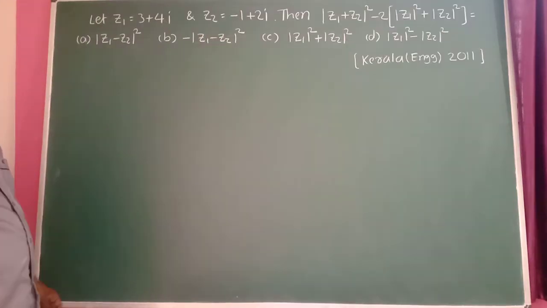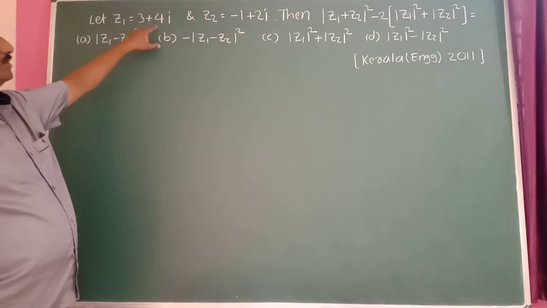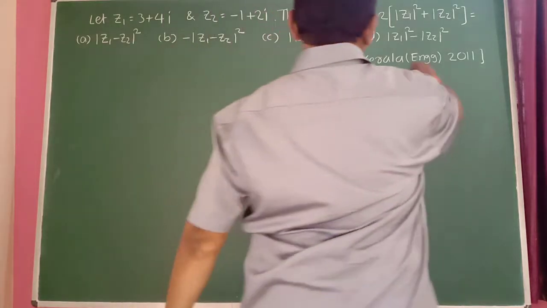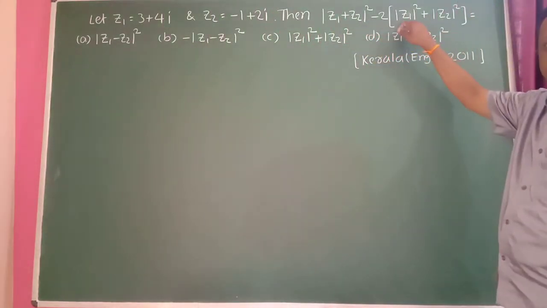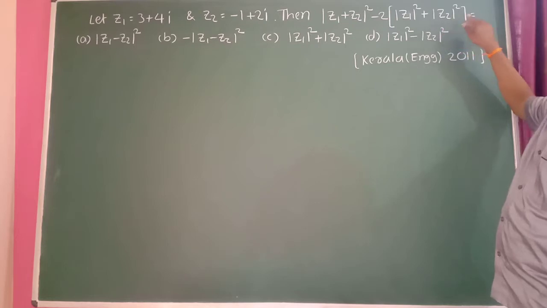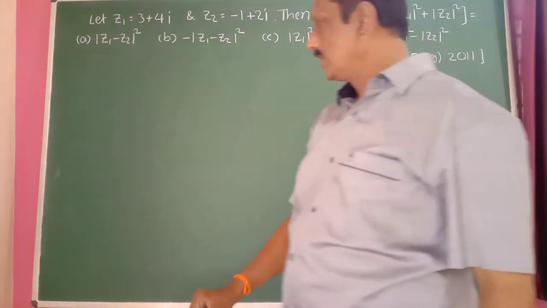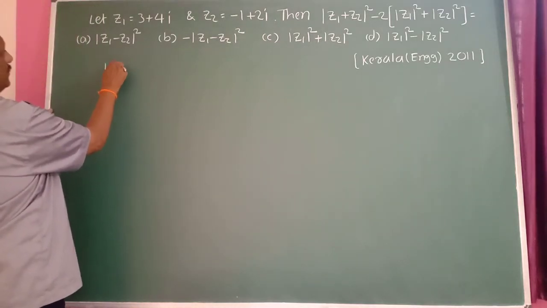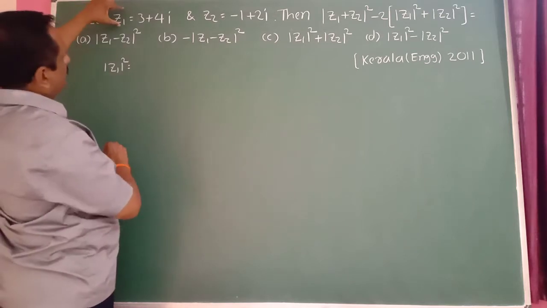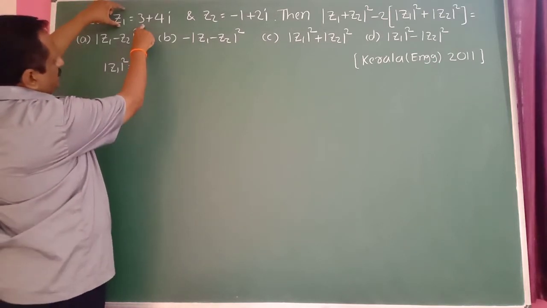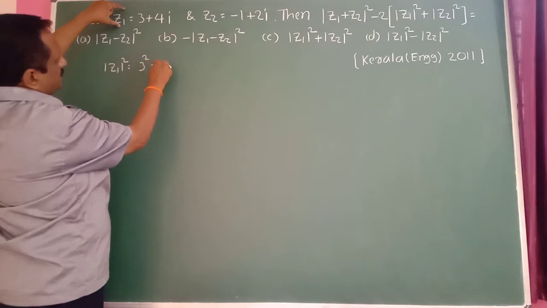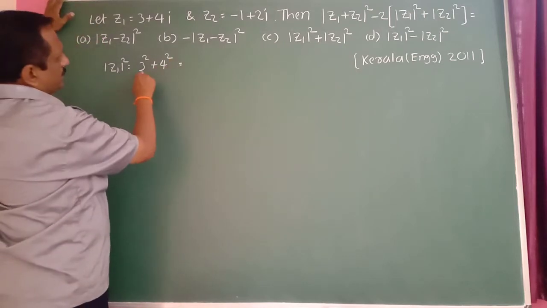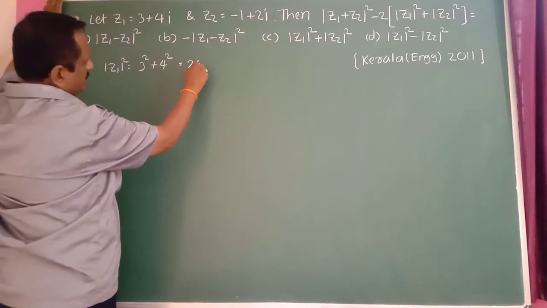Next question: z1 is equal to 3 plus 4i and z2 is equal to minus 1 plus 2i. Then modulus of z1 plus z2 square minus 2 into (modulus of z1 square plus modulus of z2 square) is equal to, four options are there. So first find modulus of z1 square. Here z1 is this complex number, its modulus square is 3 square plus 4 square. So 9 plus 16 becomes 25.